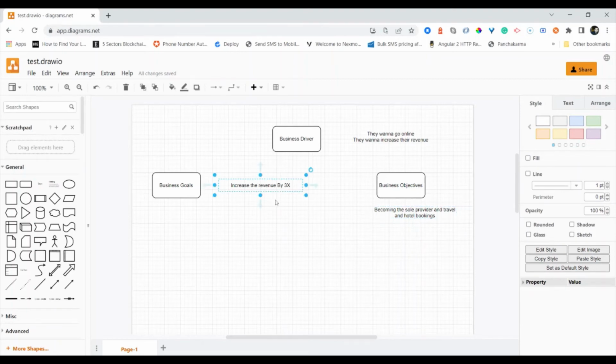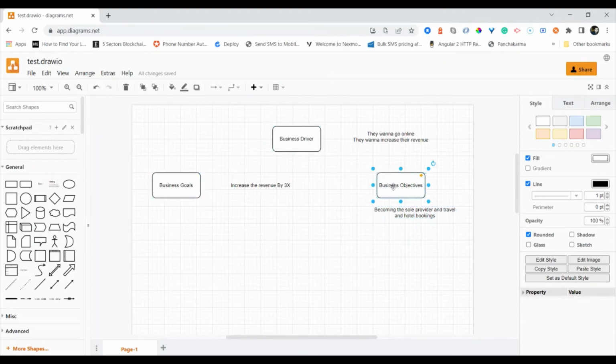Now, if they are increasing their revenue by three times this year, next year, let's say they want to increase by five or six times or anything. If they continuously try to achieve their business goals, at some point they may be able to achieve this business objective also, which they have provided here. So that is the relation between business driver, goals, and business objective.